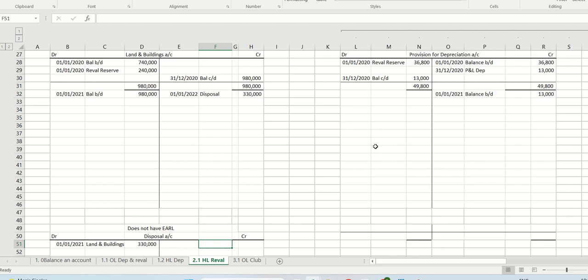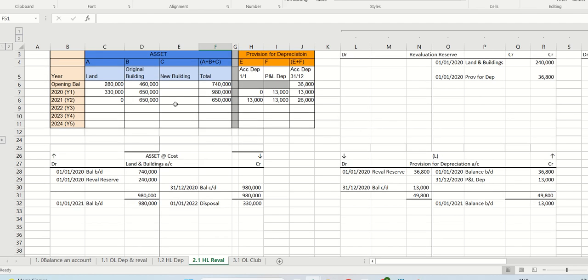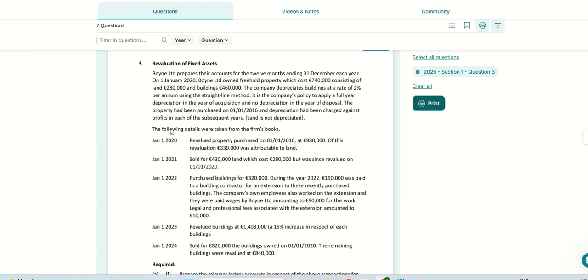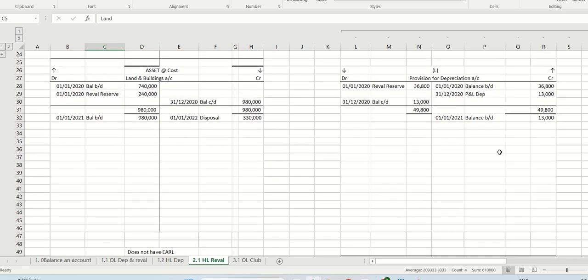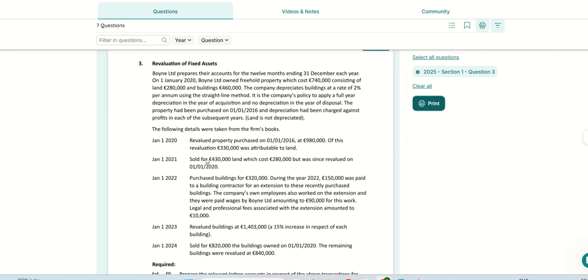Now we're going to take the depreciation out of the depreciation account. So all of the depreciation relating to the original building, which for us is, there's no depreciation because it's the land. There's no depreciation on the land. So we've no entry to make for depreciation because we sold the land. So no entry needs to go in here in relation to disposal because land is not depreciated.